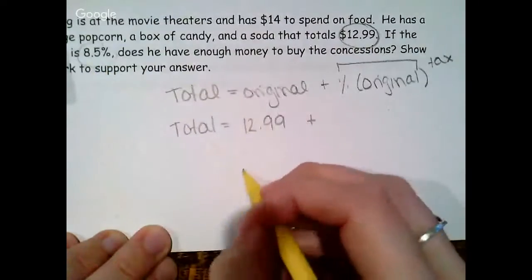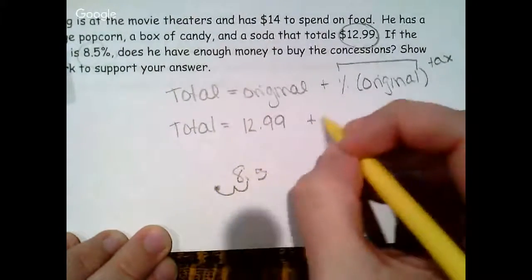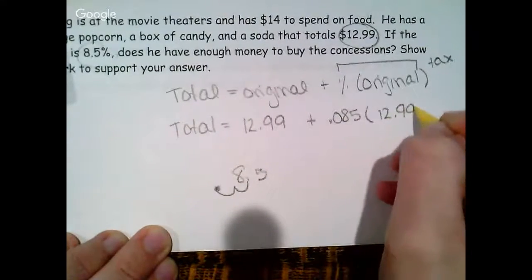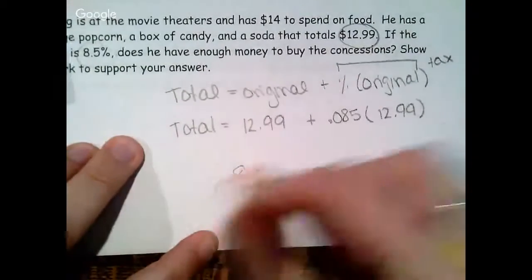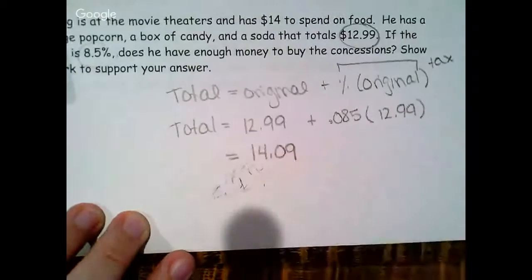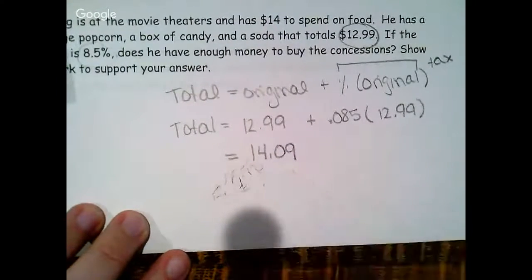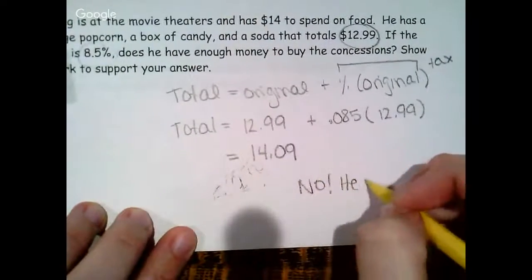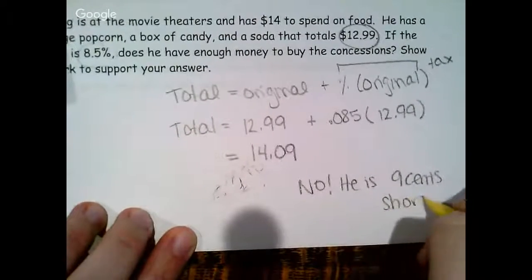Well, 8.5 as a percent, remember we need to move that decimal place 2 over. So it's going to be 0.085 times your $12.99. When I plug all of this into the calculator, I get that my total is $14.09. So with the tax included, he's going to spend $14.09. Does he have enough money? No, he is 9 cents short.